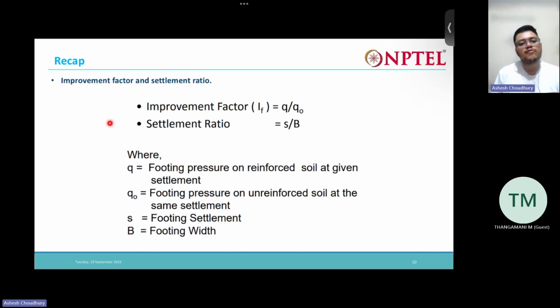Then we have the improvement factor and the settlement ratio. What is the improvement factor? The improvement factor is nothing but the pressure on reinforced soil divided by the pressure on unreinforced soil. It is called the improvement factor because when we reinforce the soil, the pressure that we get will be higher than that of the unreinforced soil, so it should obviously be greater than 1. And the settlement ratio is again a dimensionless quantity, the ratio of the settlement to the width.